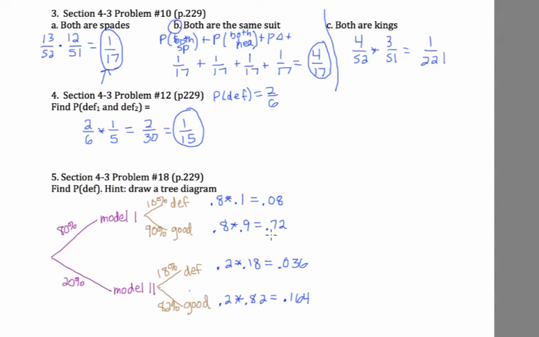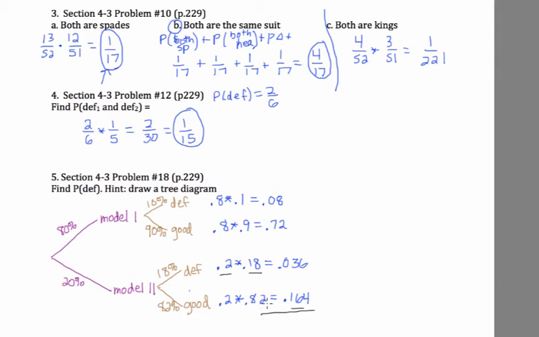I can do the same thing here. 80% chance of being Model 1 and then 90% chance of being good. So 72% chance of being Model 1 good battery or good item. Same thing here. 20% chance of being Model 2 times 18% chance of being defective gives you 0.036, or a little under 4% chance of being Model 2 defective. So this is the percent chance that you're Model 2 but good.